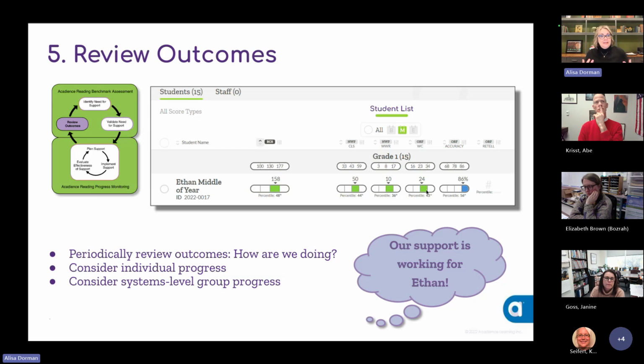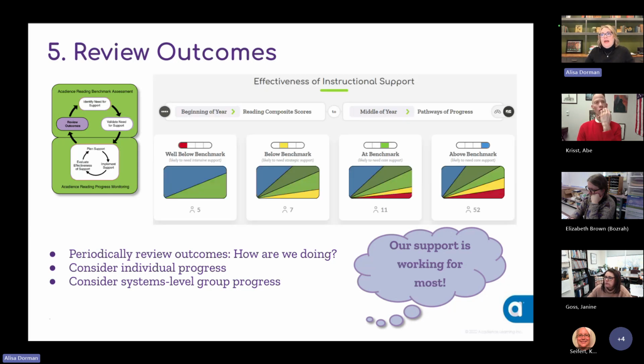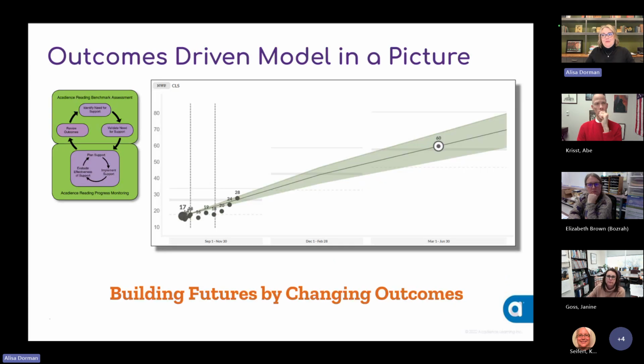So I'm going to step back and say, our support and the changes we made worked for Ethan. Now we're looking at how we did here. We want to just emphasize always considering both the individual student progress as well as how that individual student progresses among their peer group and among the context, which is your system as well. So that said, I'm going to just stop for a moment and answer your questions before I go on.